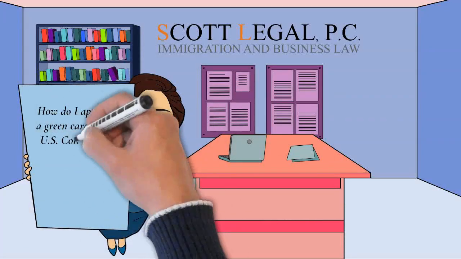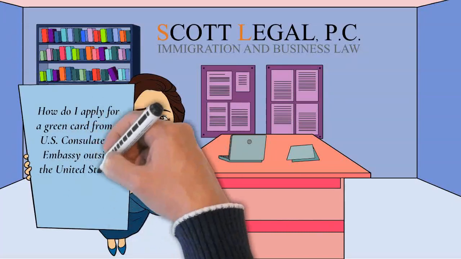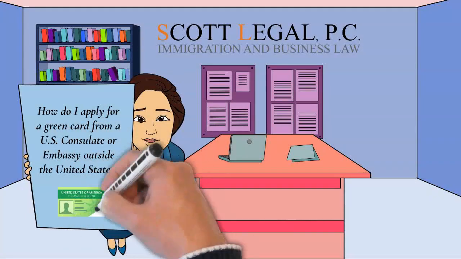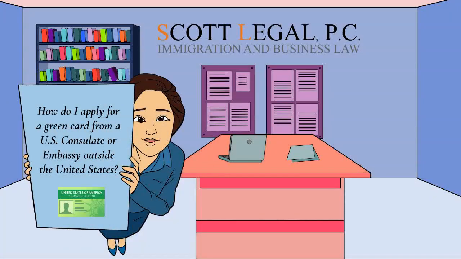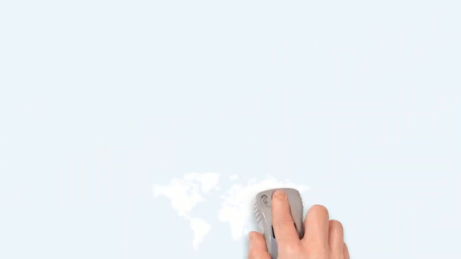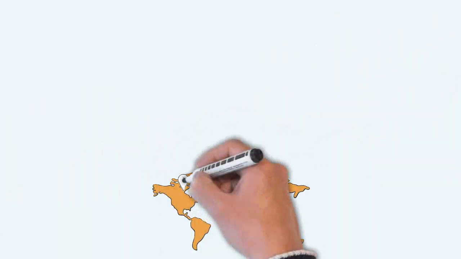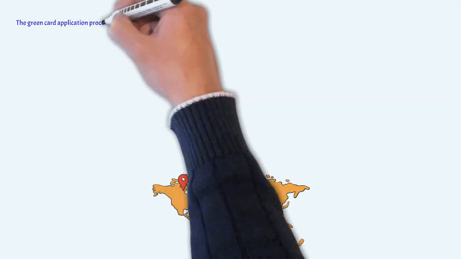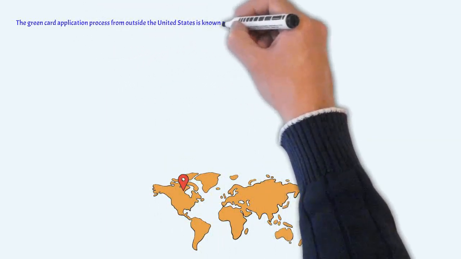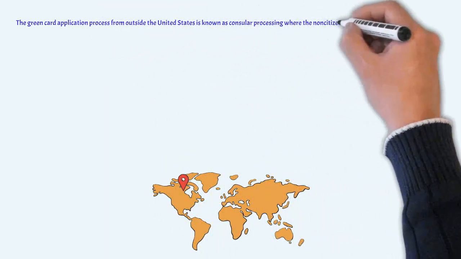How do I apply for a green card from a U.S. consulate or embassy outside the United States? Let's find out. The green card application process from outside the United States is known as consular processing, where the non-citizen seeking the green card is applying for what is known as an immigrant visa.